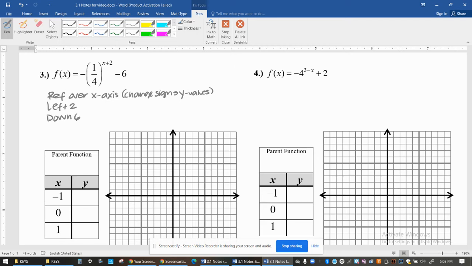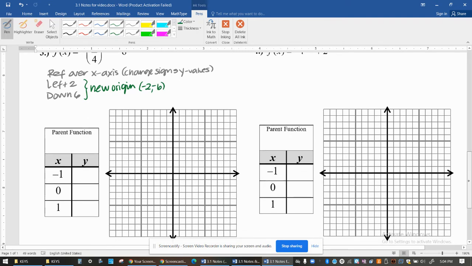All right, so what I'm doing is I already completed the list of changes that I saw, or transformations. There's a negative multiplier in front. That means I'm going to change the signs for the y values because that's a reflection over the x-axis. There's a horizontal shift, left 2, and a vertical shift of down 6. That means that my new origin will be at -2, -6.